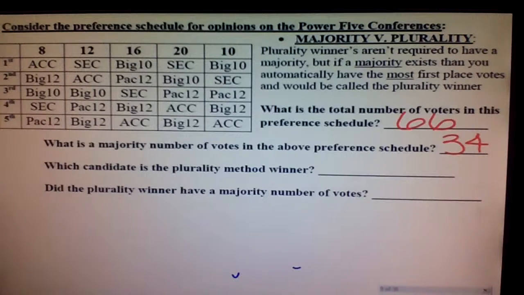Who did you decide was my plurality method winner? SEC. Remember, SEC comes in first here and here. They actually have 32, not just 2. Okay, so it's not a tie between SEC and Big Ten. It's how many people put them there. Did the plurality winner also have a majority number of the votes? No, they don't have 34. They only have 32.